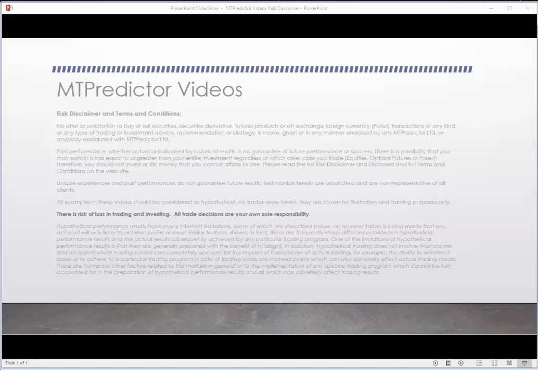But as usual, let's start with the risk disclaimer. Remind you that all examples in these videos should be considered as hypothetical. No trades are actually taken. They're just shown for illustration and trading purposes only. Want to remind you there's a risk of loss in trading and investing. I'll put that another way. All professional traders know and understand, and more importantly accept, that losses can and will unfold. As all a part of successful trading is keeping the losses small but not avoiding them. Losses will always happen. All trade decisions are your own sole responsibility.